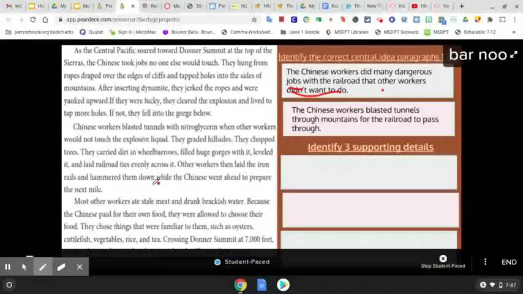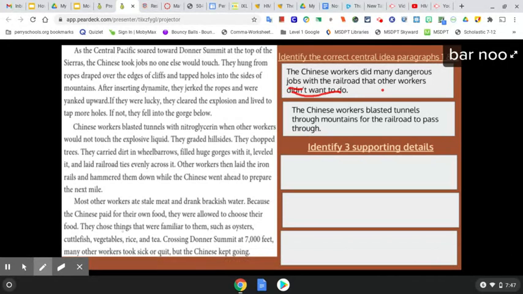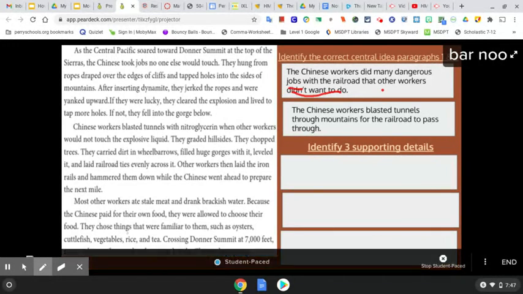Other workers then laid the iron rails and hammered them down while the Chinese went ahead to prepare the next mile. Most other workers ate stale meat and drank blackish water. Because the Chinese paid for their own food, they were allowed to choose their food. They chose things that were familiar to them, such as oysters and cuttlefish, vegetables, rice, and tea.